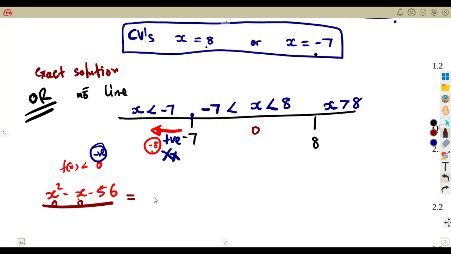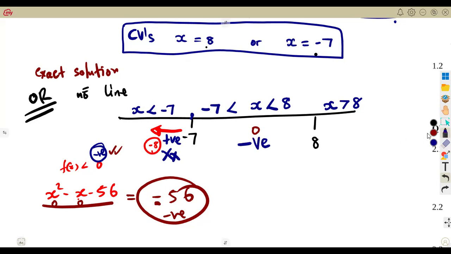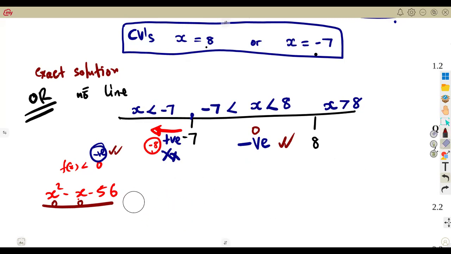So this was going to give us minus 56, that's a negative value. Exactly what we need. Our f of x is less than 0. It's negative. And as we can see, we are getting a negative value. So this one satisfies the condition of our inequality. It's correct. It's giving us a negative value. That's the condition.